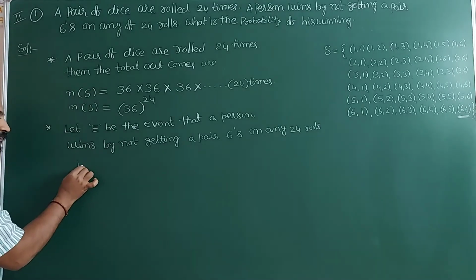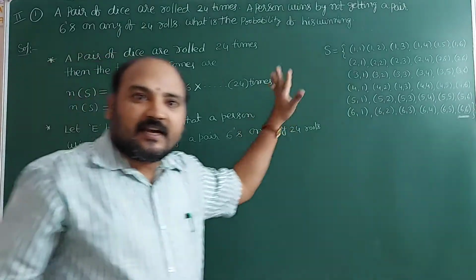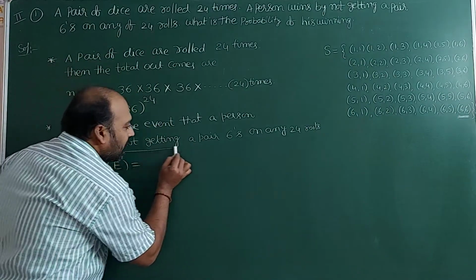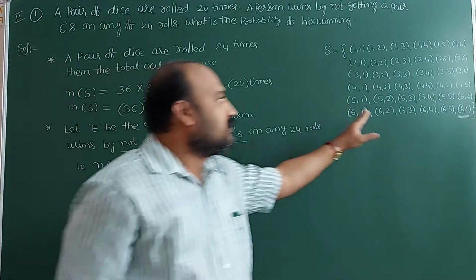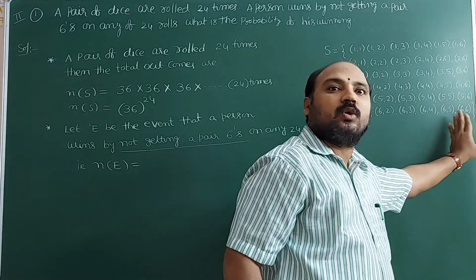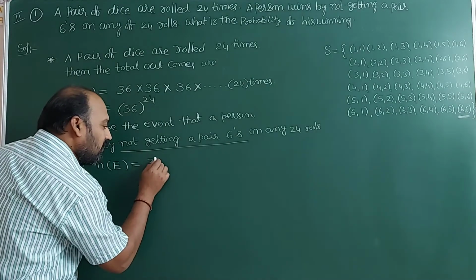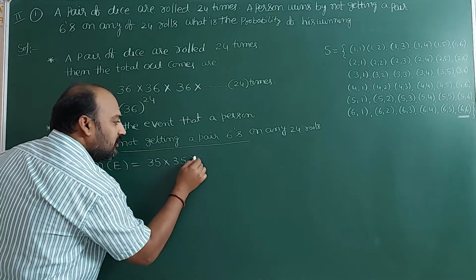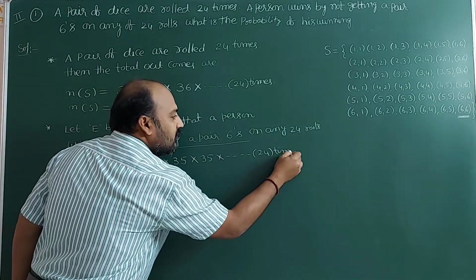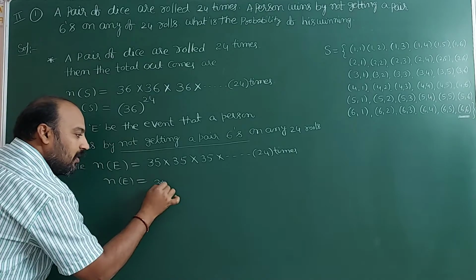So n of E is equal to how many possibilities we are getting. In these 36, they are asking that not getting a pair of sixes out of 36, we are not getting 6,6. So other than 6,6, the remaining 35 possibilities are there. Therefore, 35 into 35 into 35, like this, how many times are they rolling? 24 times. So n of E is equal to 35 whole power 24.